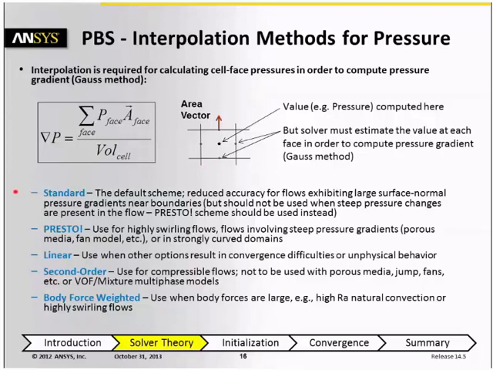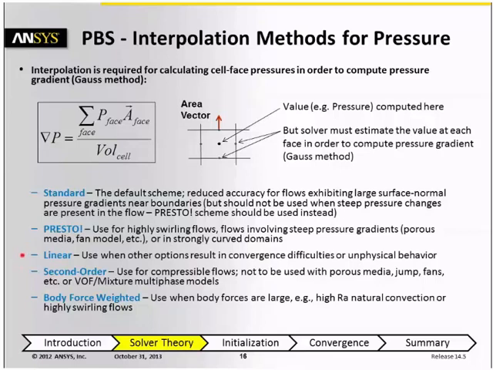The schemes that are available in Fluent for doing this are listed here. The default scheme is called standard. This scheme should not be used where there are flows with large surface normal gradients near boundaries, which is common in natural convection problems. In problems like this, it's better to use PRESTO instead. The PRESTO scheme, in addition, can be used for highly swirling flows, flows involving steep pressure gradients like you would encounter with a porous media or a fan model, and also in strongly curved domains.